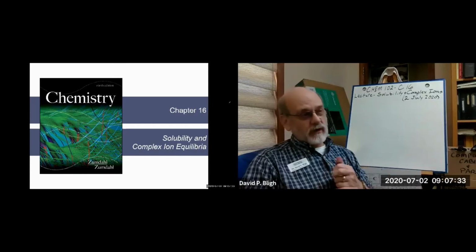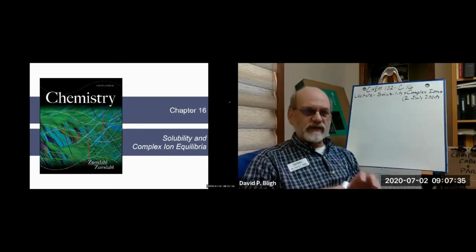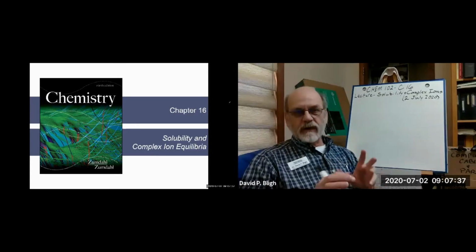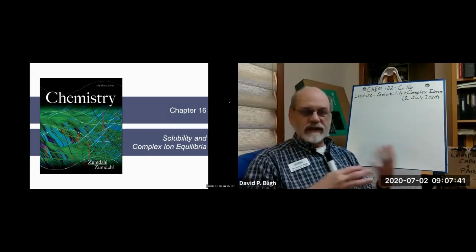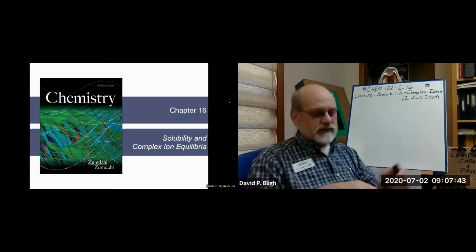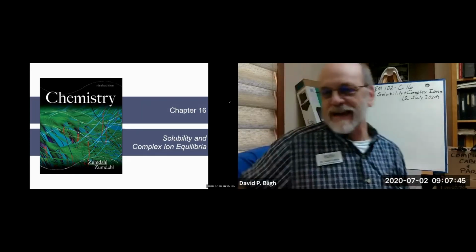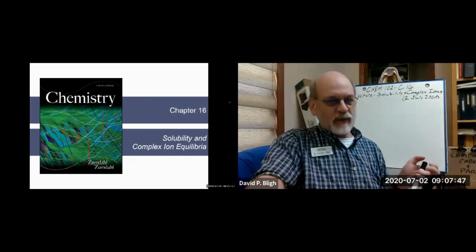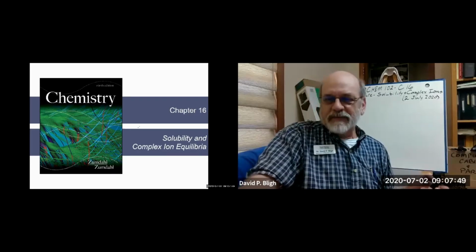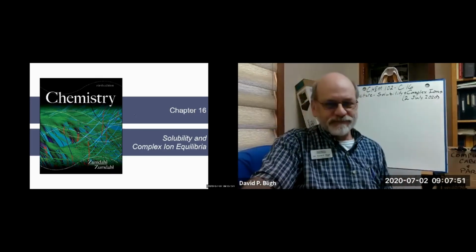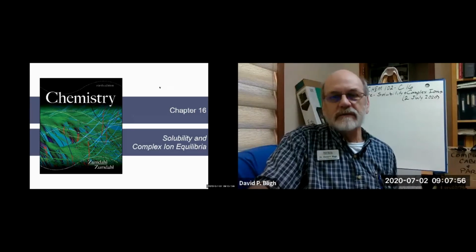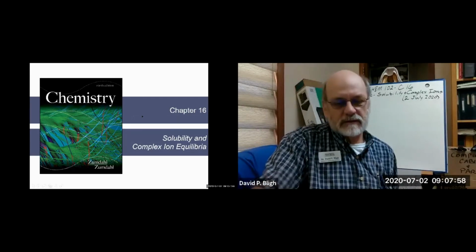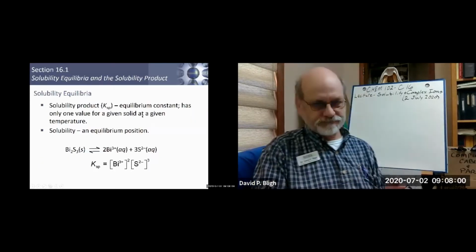Now, I said there were no solids. In the formation of the complex ion, there are no solids, but there's always a solid involved. I guess I should get into the topic because I'm digging myself deeper. Okay, chapter 16.